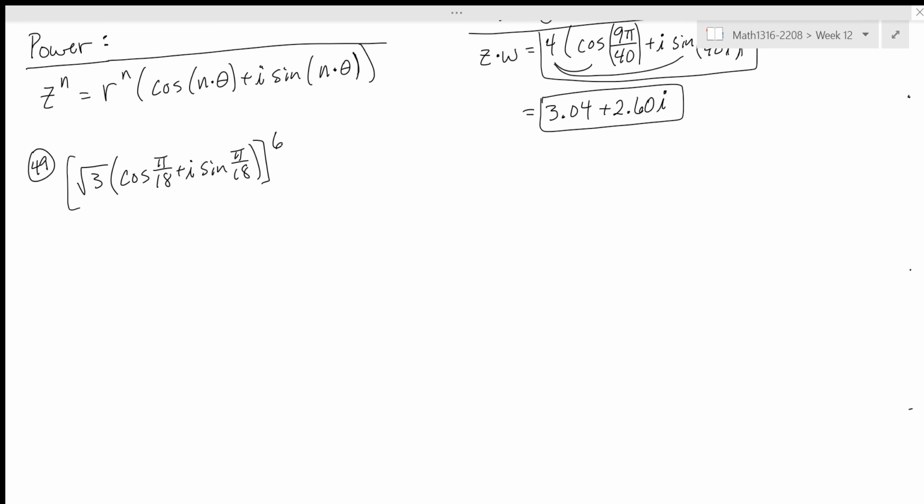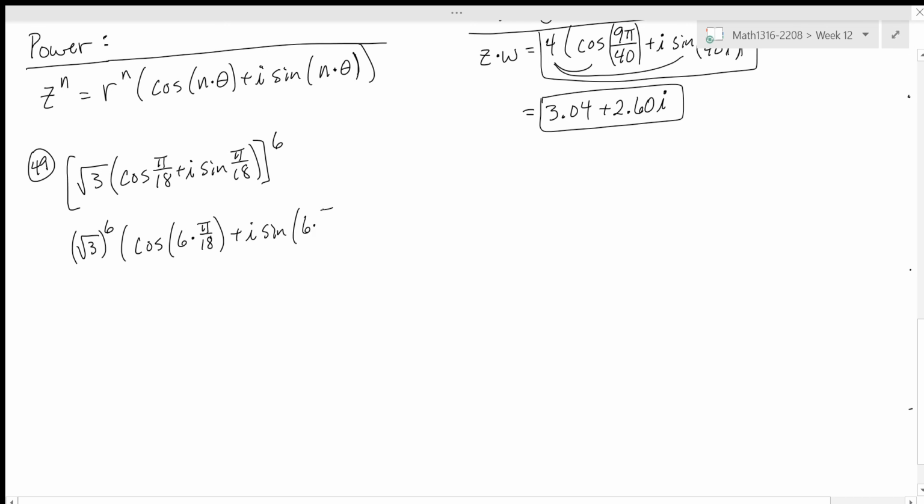So what does it say to do with the radius? Raise it to the 6th. But what does it say to do with the angle? Multiply by the 6. So here we go. We're going to take the radius, which is the square root of 3, and we're going to raise it to the 6th. And then we're going to do cosine of the angle multiplied by 6. And of course, you're going to need to simplify that.